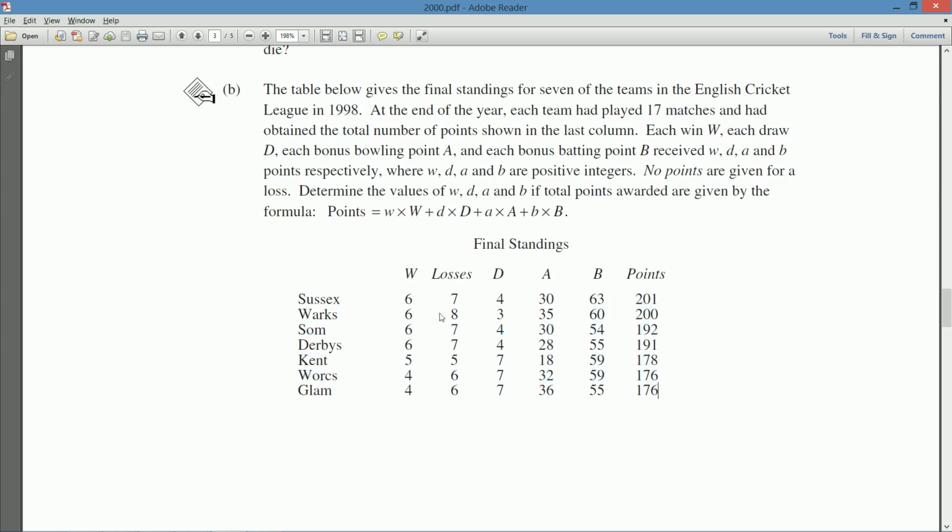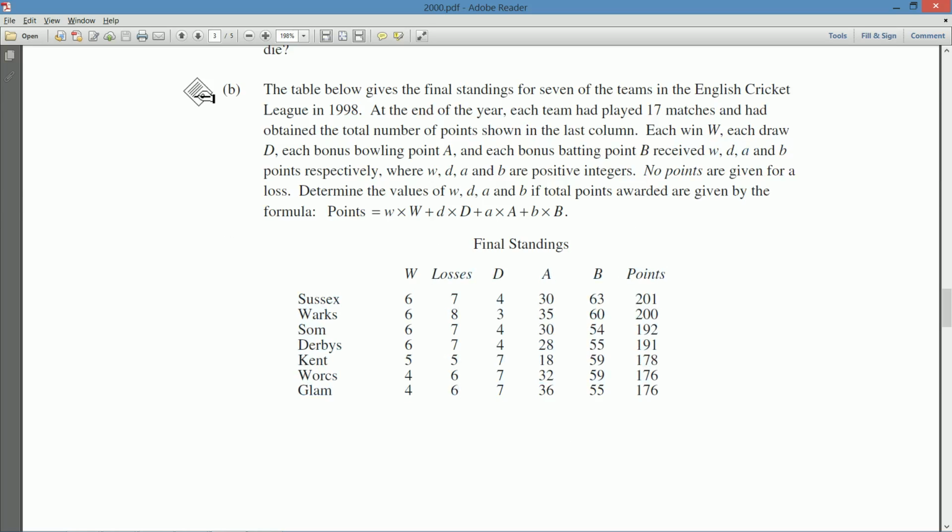Okay. Each win, W, each draw, D, each bonus bowling point, A, I don't know anything about cricket, but I do believe they bowl the ball, and each bonus batting point, B, receive lowercase w, d, a, and b points respectively, where w, d, a, and b are positive integers. So maybe each win is worth 3 points, and each bonus bowling point is worth 2 points, something like that. No points are given for a loss. So, despite the fact that this column is included, I think we can probably ignore it.